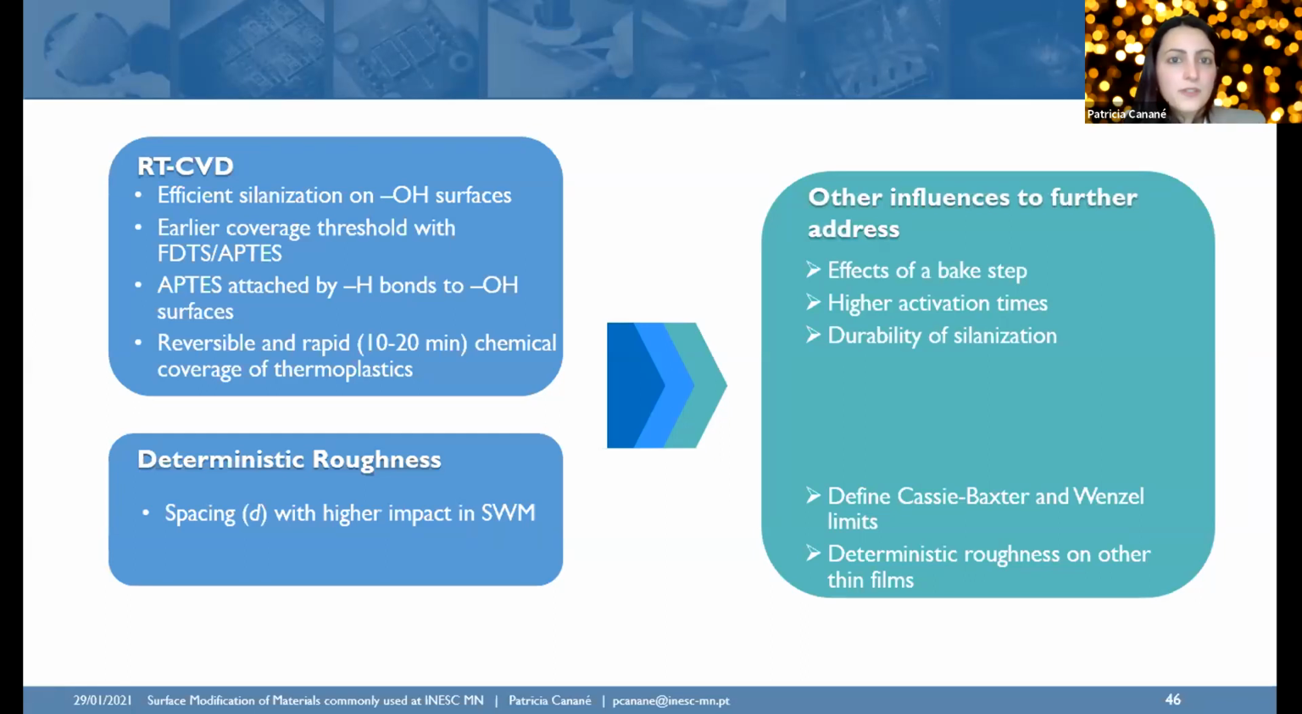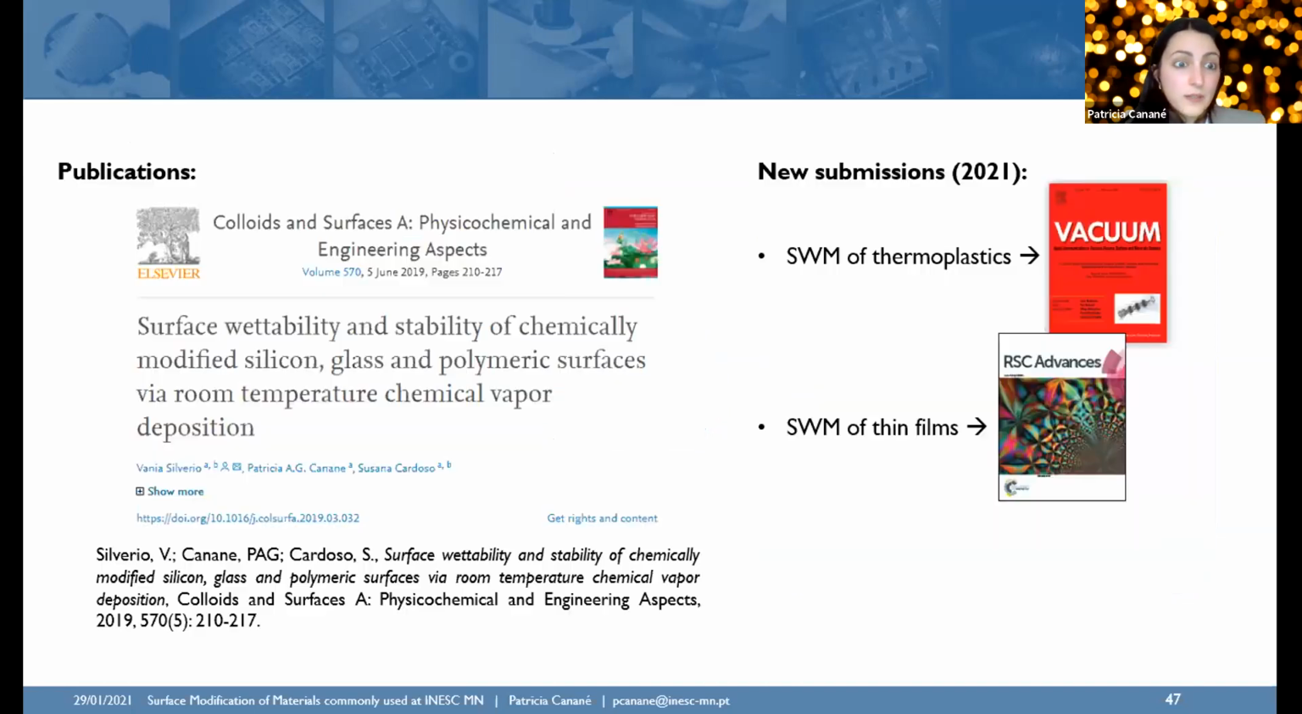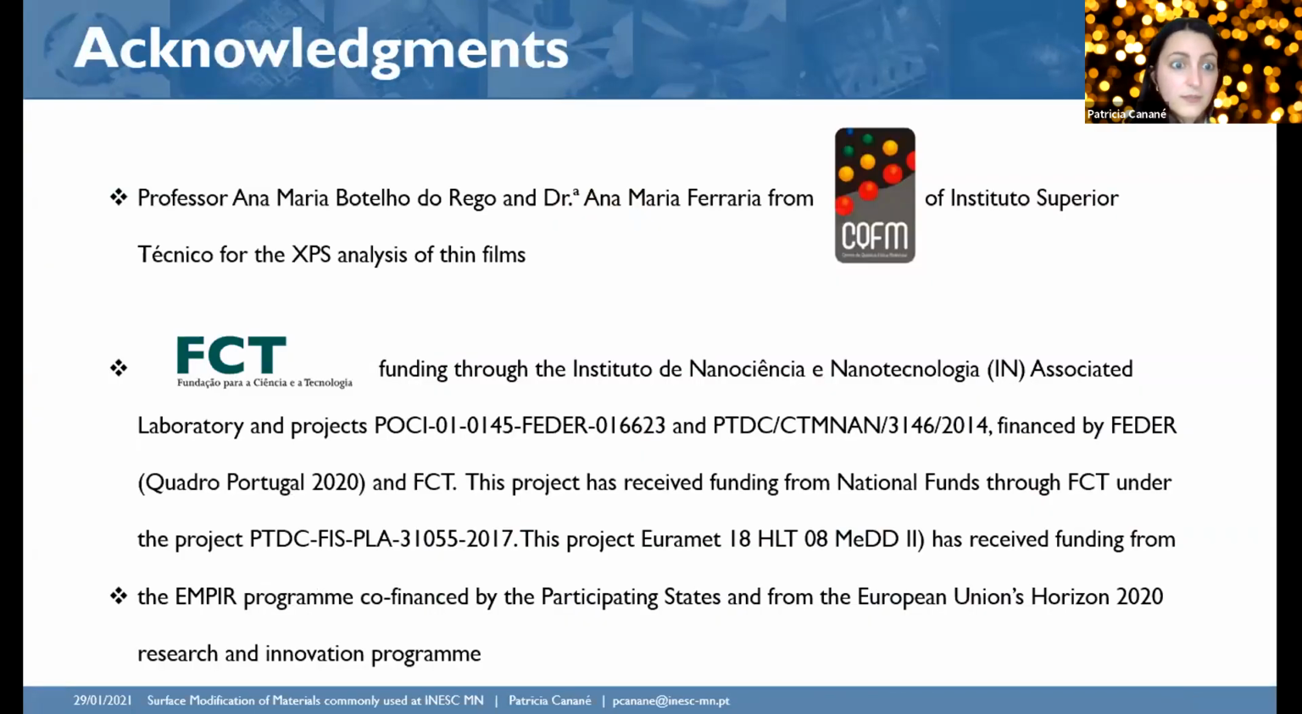Oh, XPS was not the focus of my work. I have some results that were given to me by Professor Ana Maria Botelho and Dr. Ana Maria Ferraria. They basically just explained the technique to me, and they were the ones that performed the analysis. It was not me. I just evaluated the results with them.